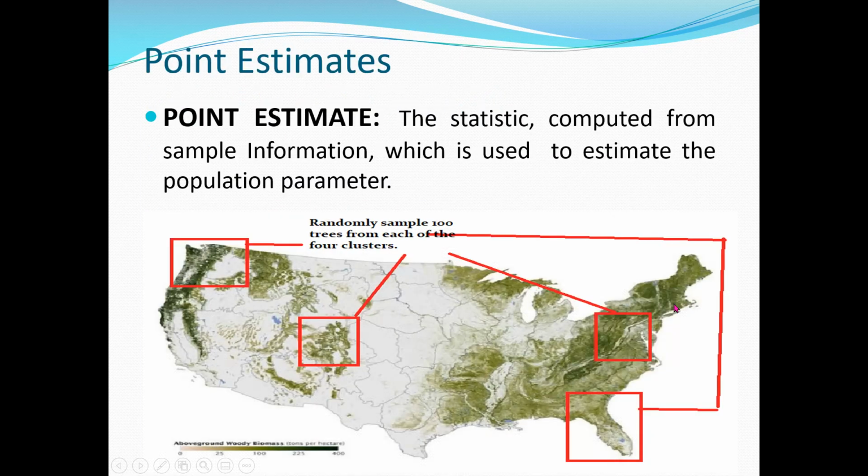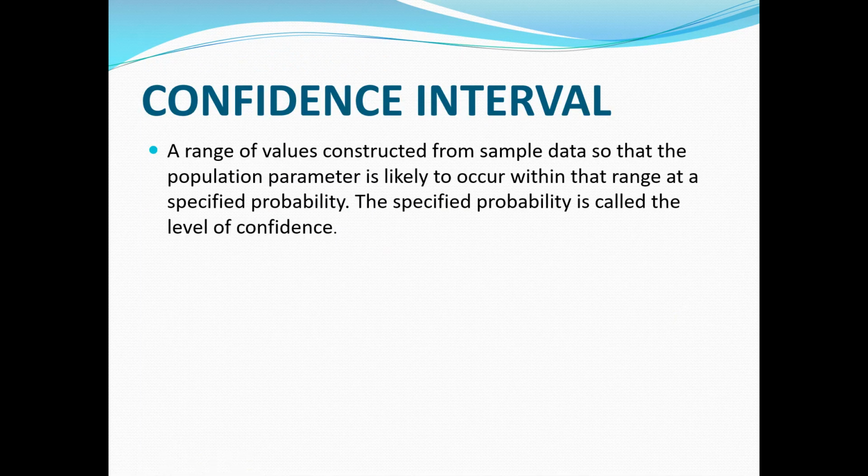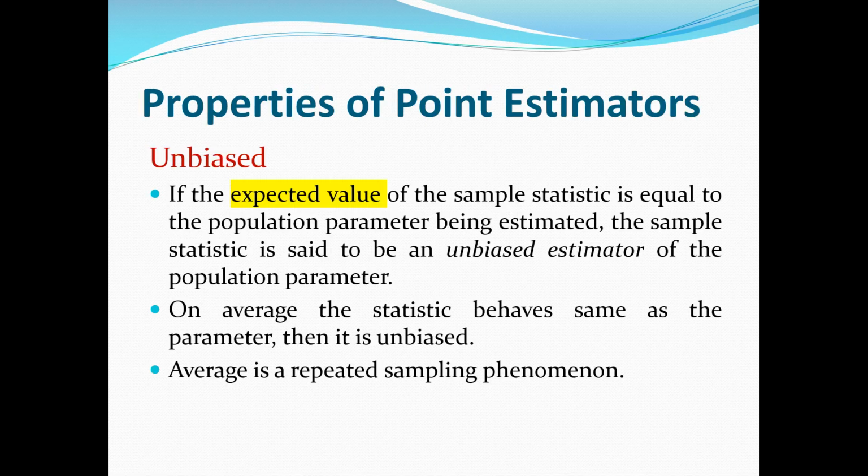So there is a criticism of point estimation that it gives only one value. So researchers have presented another course of action, the concept of confidence interval, which is going to give me a range of values within which the population parameter is expected to lie, and we call it the confidence interval.